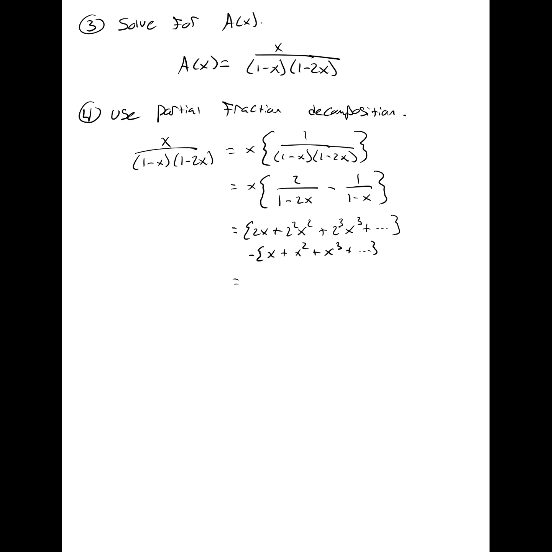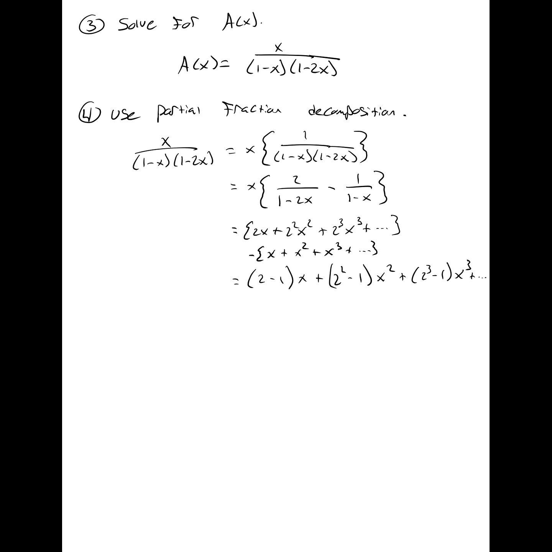Simplifying this, well, if I combine like terms, if I combine the x and the x, I have to do 2 minus 1 of x, and then the second term is going to be 2 squared minus 1 x squared, and this continues. So, 2 cubed minus 1 x cubed, dot dot dot. We're writing it like this because it's very suggestive.